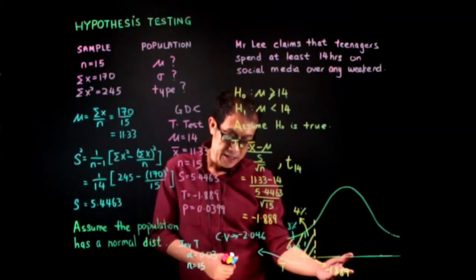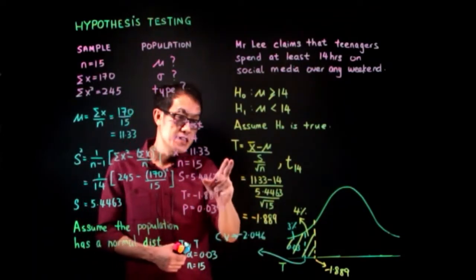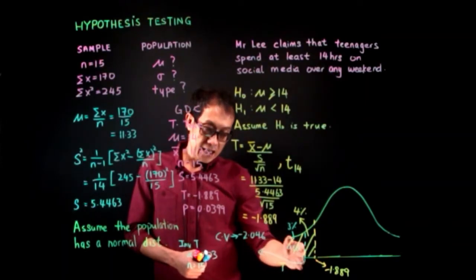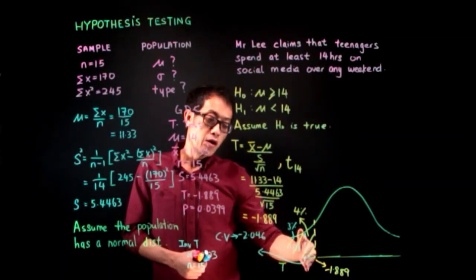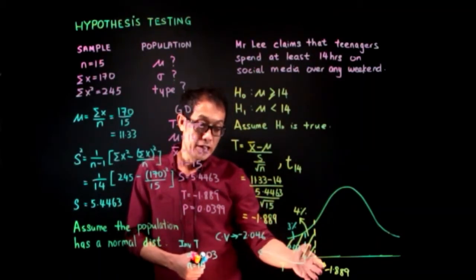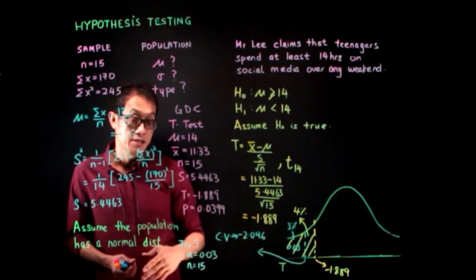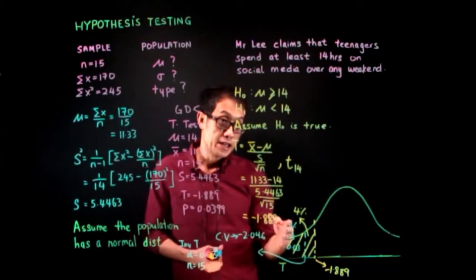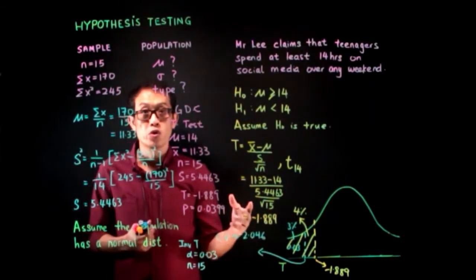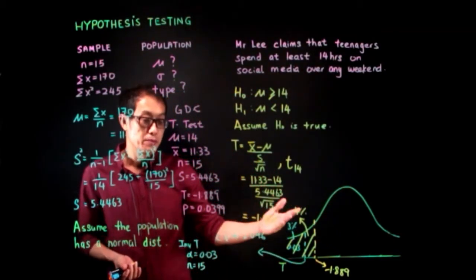Now if we use the t statistic, then we say that since the t statistic is greater, or falls on the right hand side of the critical value, we do not reject the null hypothesis, and there is insufficient evidence to show that students spend less than 14 hours on social media over the weekend.